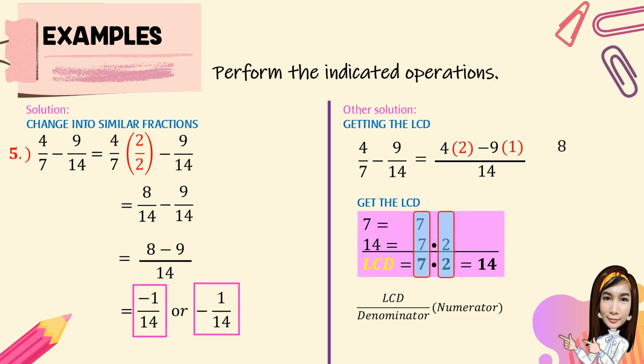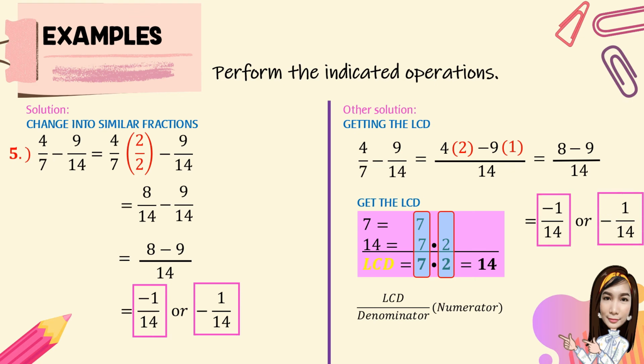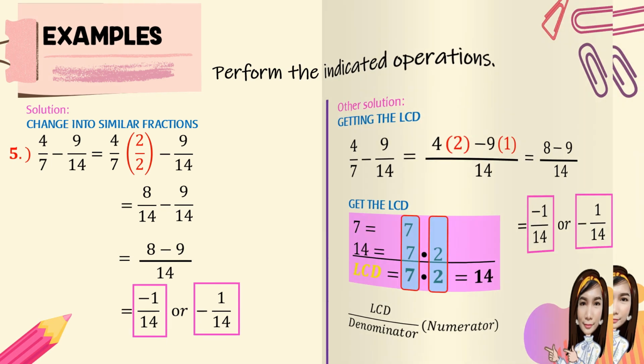So 4 times 2 is equal to 8. Negative 9 times 1, we have negative 9. All over 14. 8 minus 9 is equal to negative 1 over 14. And if we have a negative on the numerator, we can write it a line on the fraction bar. So either of the two is considered the final answer.